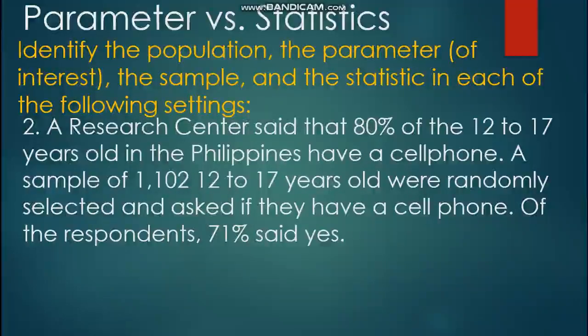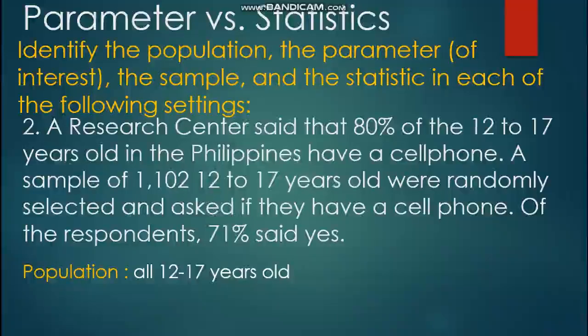A research center said that 80% of the 12 to 17 years old in the Philippines have a cell phone. A sample of 1,102 12 to 17 years old were randomly selected and asked if they have a cell phone. Of the respondents, 71% said yes. So ang ating population dito ay lahat ng 12 to 17 years old in the Philippines. Okay? With or without a cell phone. Ang ating parameter is the proportion of 80% of the population have a cell phone.